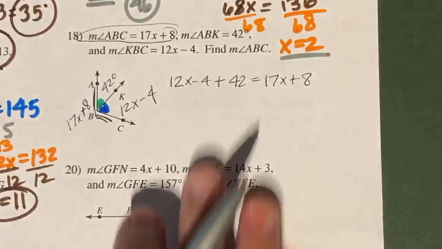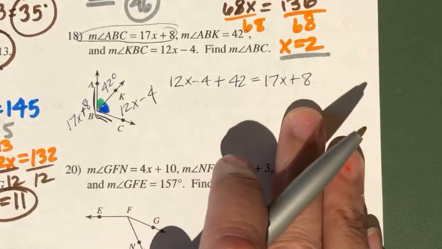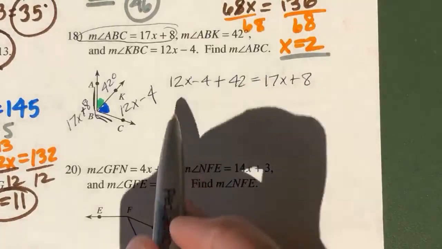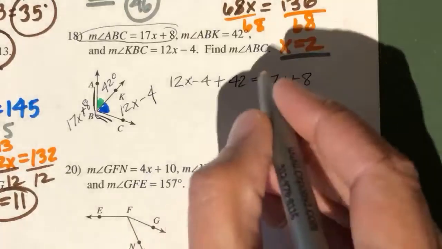So I've got 12x minus 4 plus 42 equals 17x plus 8. I think where a lot of people got stuck on this is that you have x's on both sides. Well, let's combine like terms.